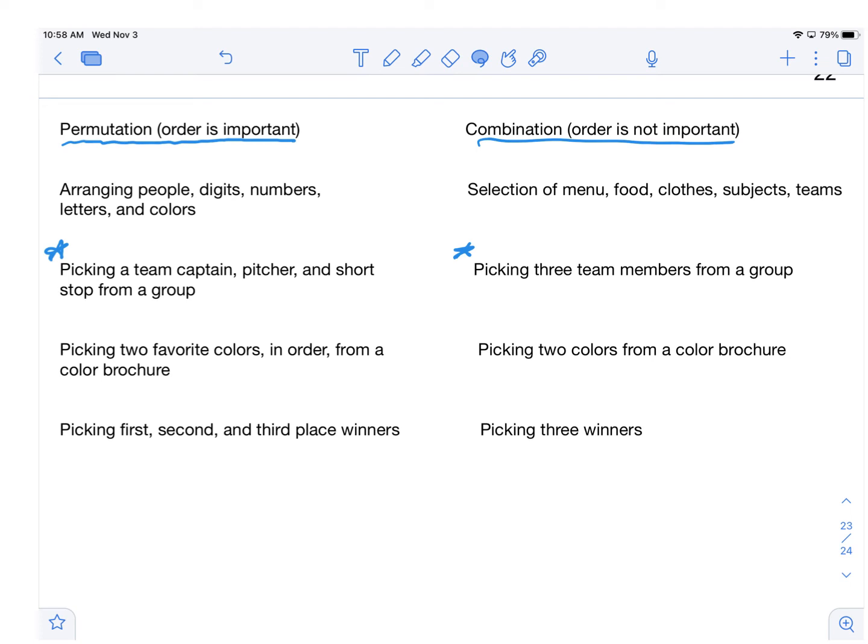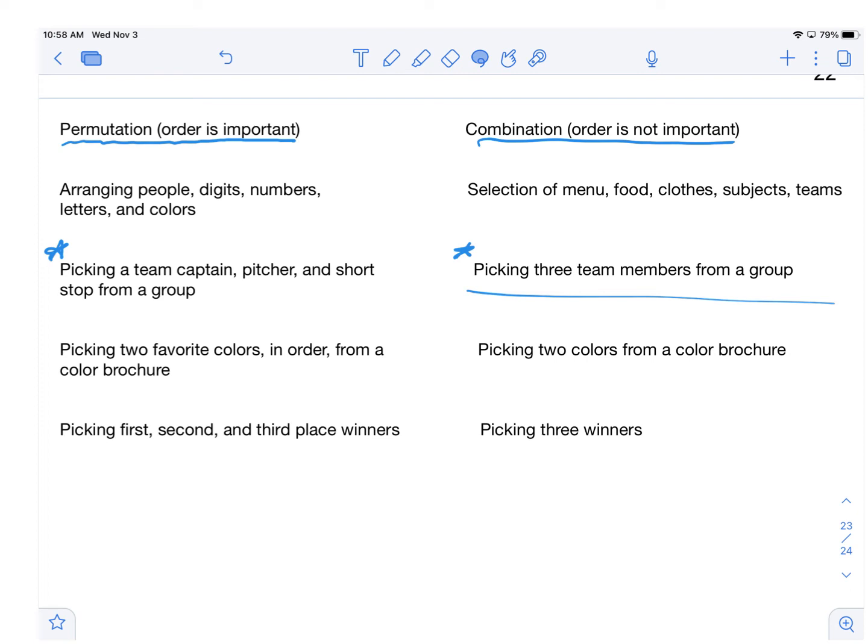But look over here. You're picking 3 team members. I need 3 outfielders. I don't care if they're right field, left field. I need 3 outfielders. So if I choose you, what are you? Outfielder. If I choose the next person, what is that person? What's the next person? Beautiful.